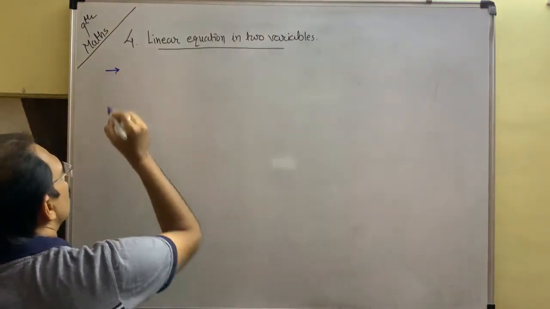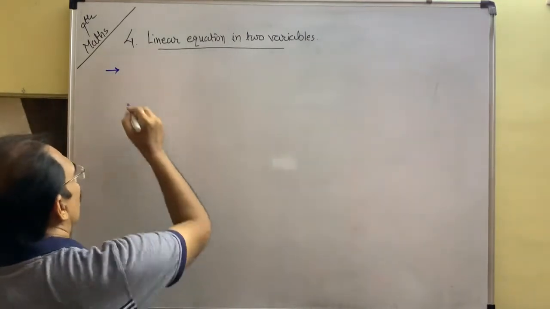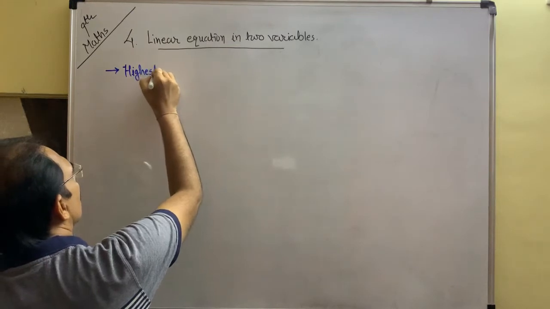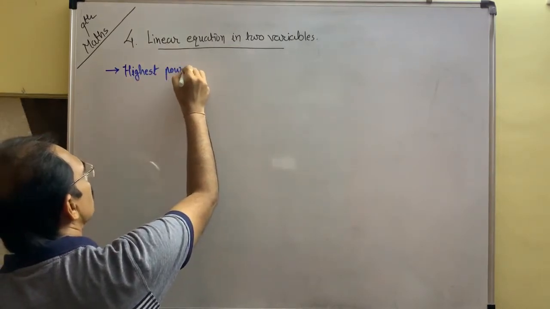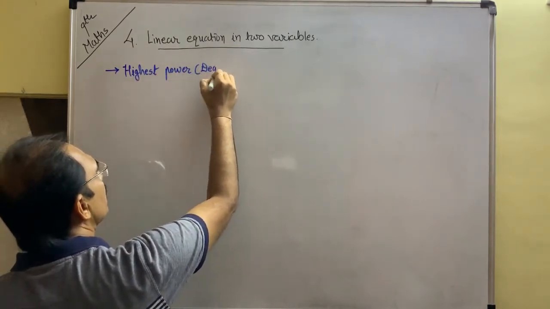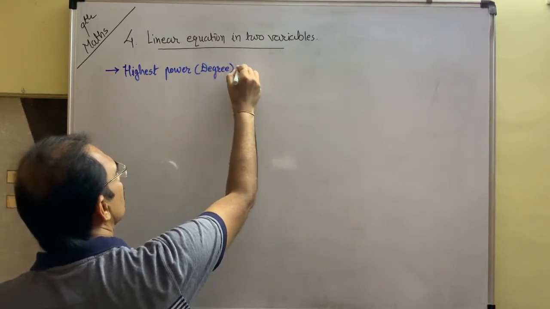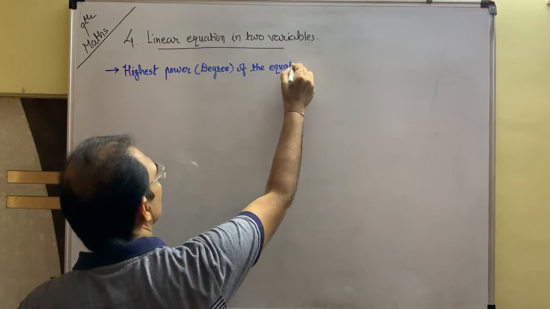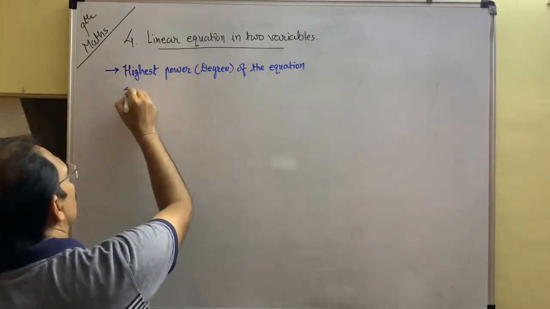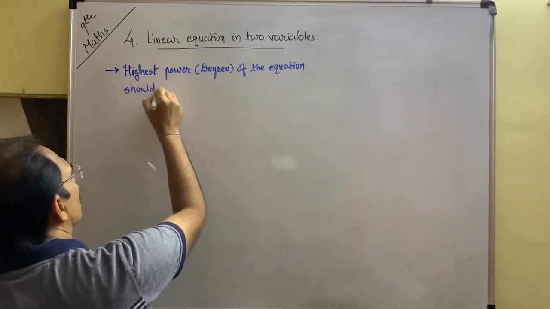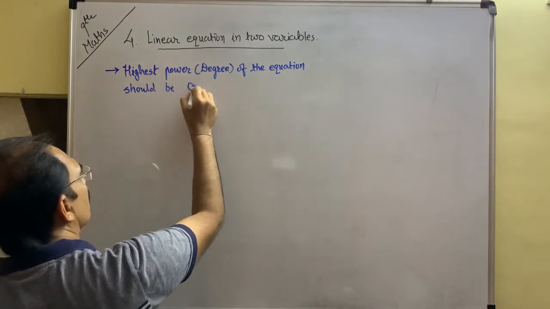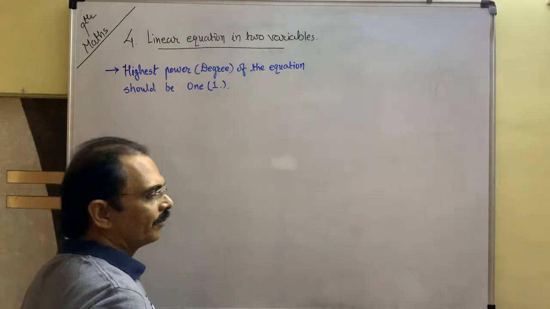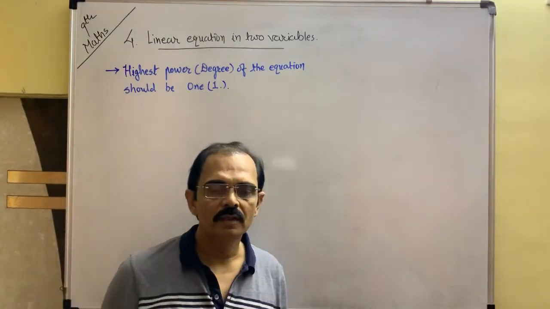Highest power is also known as degree. So the highest power of the equation, which is known as the degree of the equation, should be 1. Okay, that is called a linear equation.